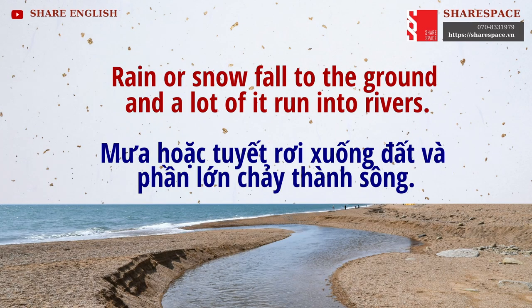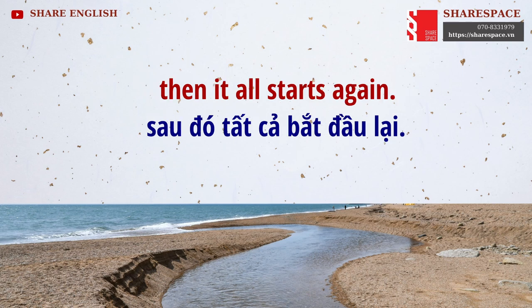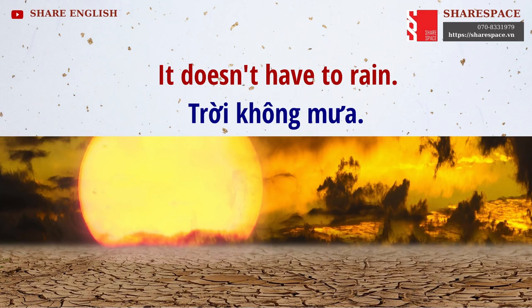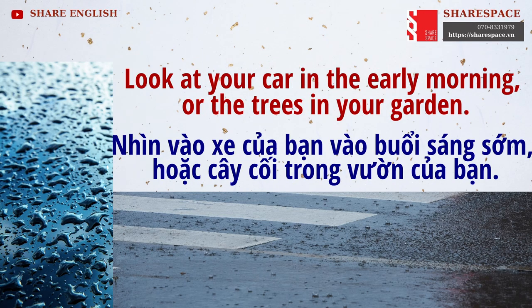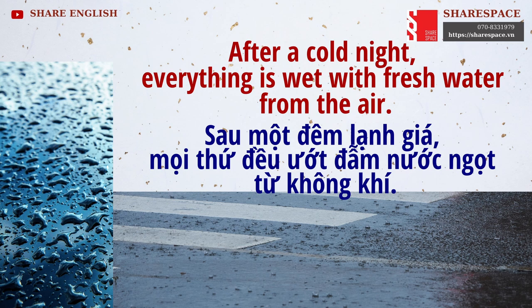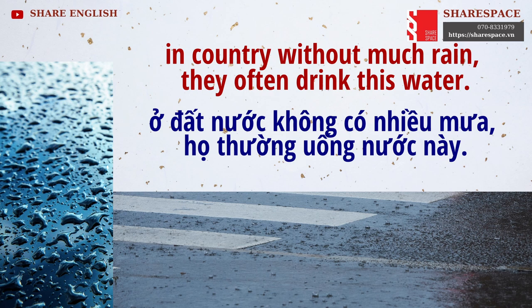Rain or snow falls to the ground, and a lot of it runs into rivers. The rivers run into the sea. Then it all starts again. It doesn't have to rain. When wet air meets something cold, water falls on it. Look at your car in the early morning, or the trees in your garden. After a cold night, everything is wet with fresh water from the air. This is clean water. In countries without much rain, they often drink this water.